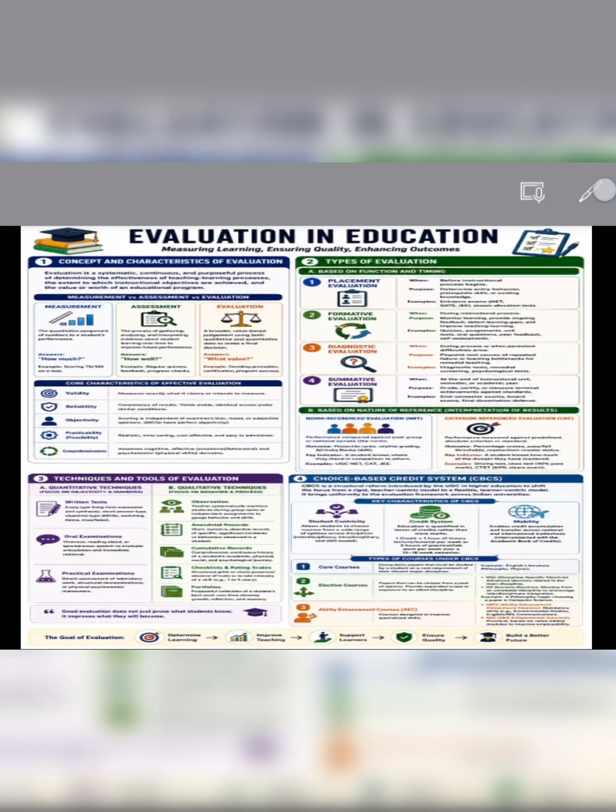Evaluation isn't just a gatekeeper at the end of a semester, it is the ultimate diagnostic mirror of an educator. By balancing quantitative tools with qualitative insights and formative feedback with summative benchmarks, we transform grading into true mentoring.